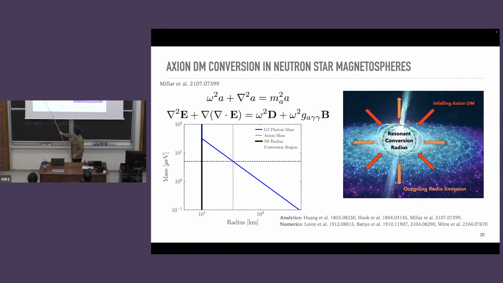But the point here is that we're realizing plasma masses in this neutron star on the order of 1 to 10 microelectron volts. And so for an axion that has a mass of 1 to 10 microelectron volts, we can actually get a matching, at least at some radius, where the mass of the axion and the mass of the photon are equal. And there we have a sort of resonant conversion process in which we much more efficiently convert axions to photons, and we can hope to get a more enhanced signal. So the picture you should have in your mind is that axions are infalling. They encounter the resonant conversion radius, the location where the masses are matched, and then they're converted into outgoing radio photon emission.